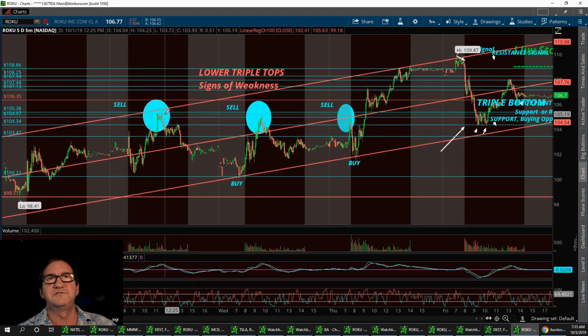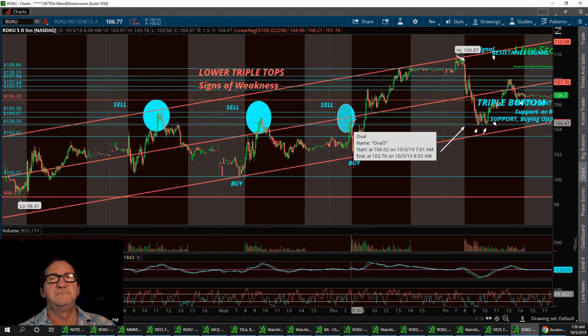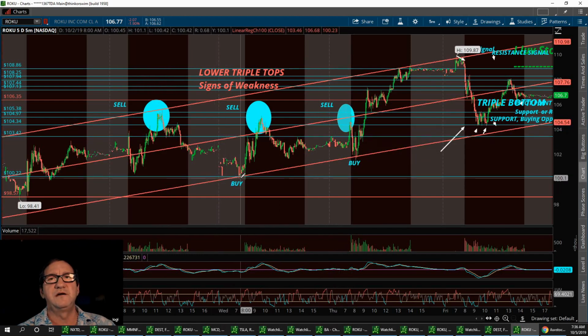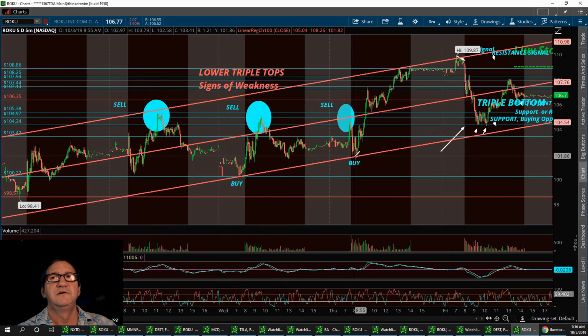As you see, these are sell signals with a triple top. Each triple top got a little bit lower, which was a sign of weakness to me, but it also held the bottom of the linear channel, which was a buy signal. So she went ahead Thursday, and she was a buy signal. The tape looked real good.